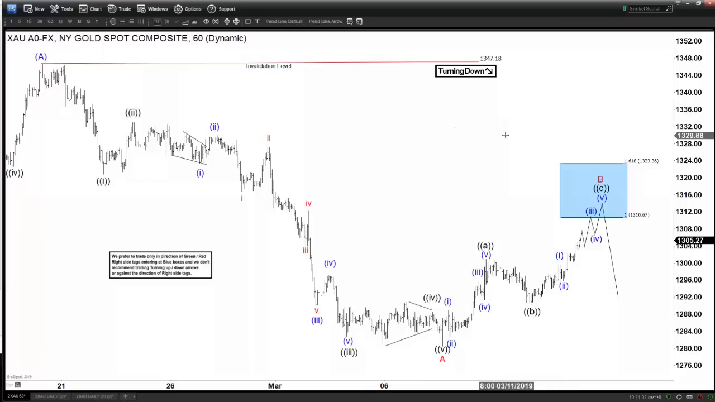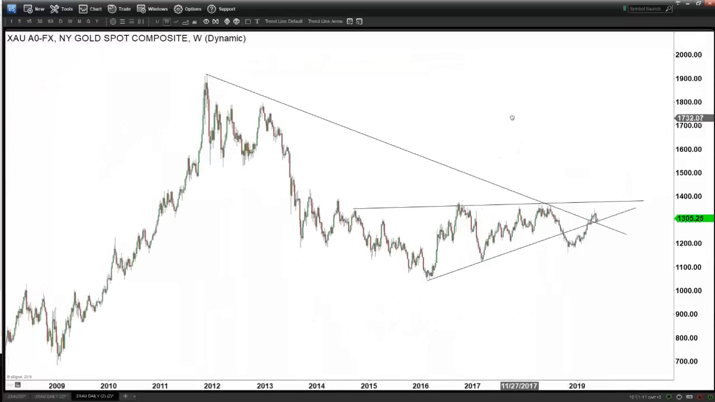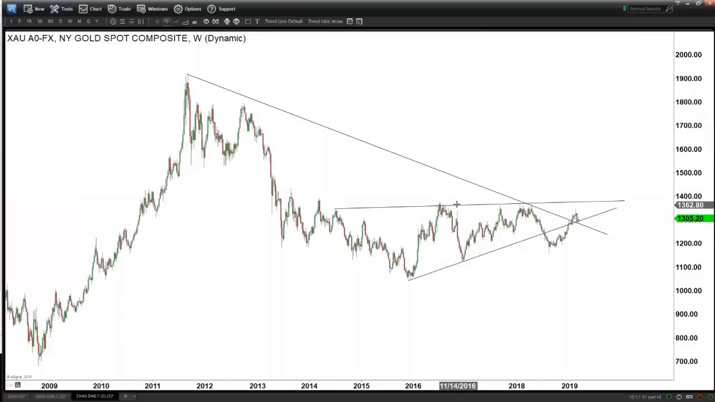All right, so now let's take a look here in the larger degree time frame to understand where we are. We're going to start with the weekly. So this is all the important lines in gold right now. You can see last week it retested this trend line that comes down from 2011, and also this trend line that gold has been able to close above again. After the retest, it was bouncing nicely last week.